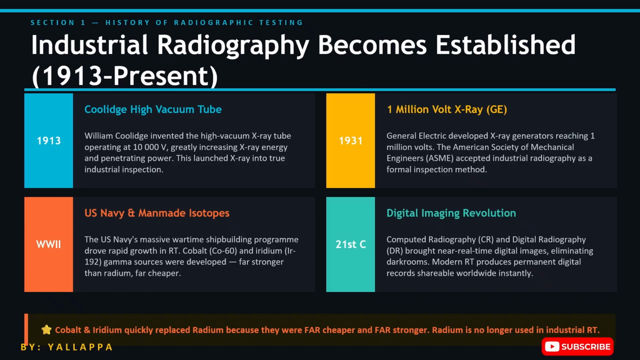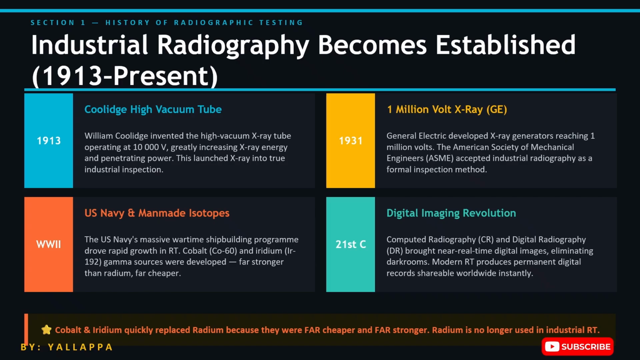A major milestone came in 1913 with the development of the Coolidge high-vacuum X-ray tube. The improved tube provided a much more controllable and powerful source of X-rays. Then, in 1931, General Electric developed X-ray generators capable of reaching approximately 1 million volts. This was an important step toward industrial-scale radiography, and the technology became increasingly accepted for inspection.